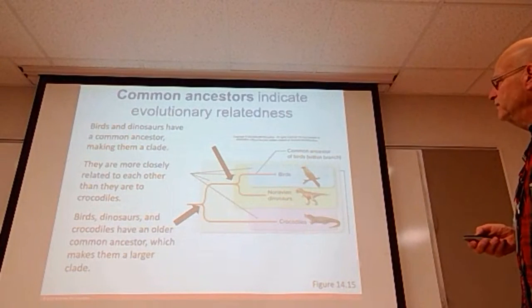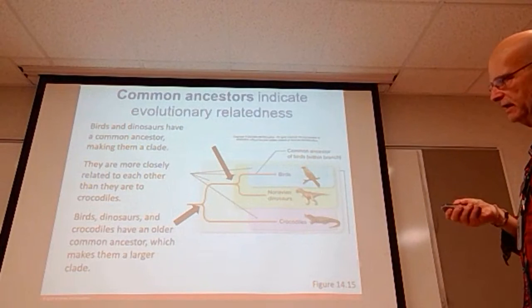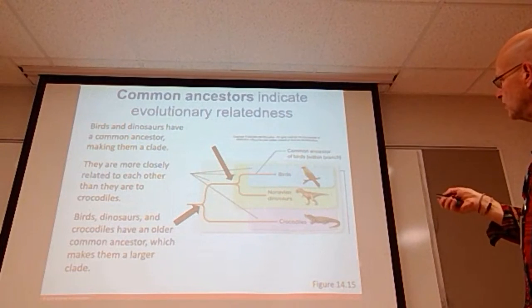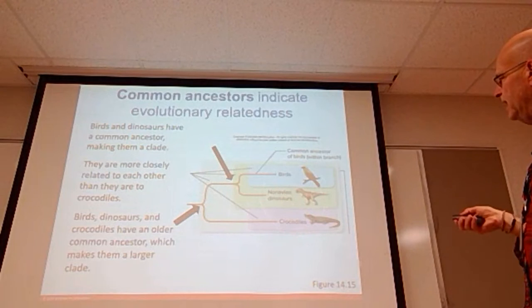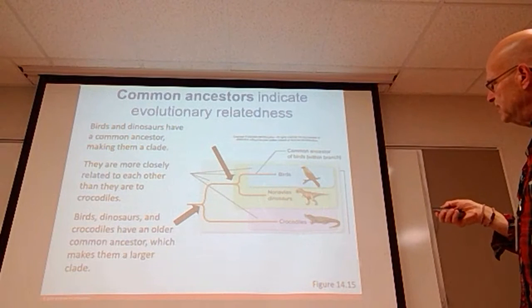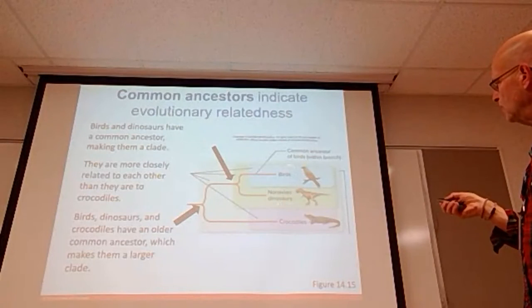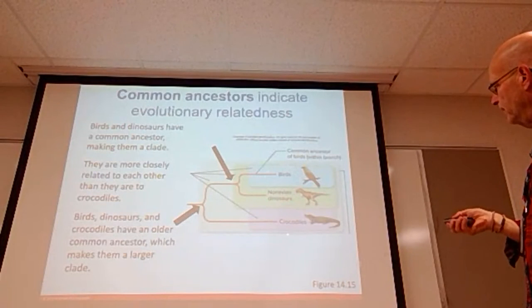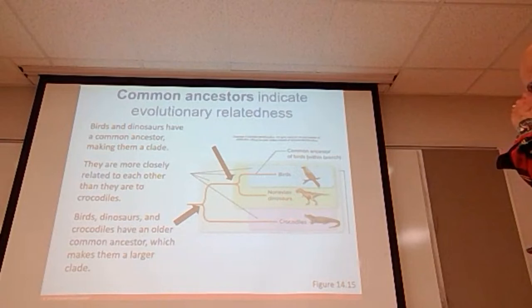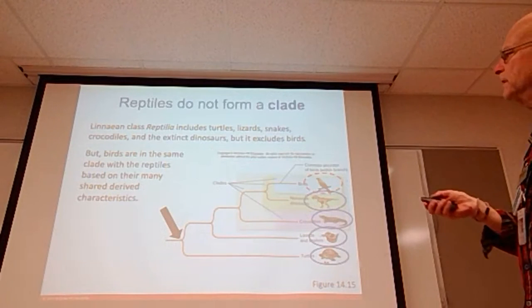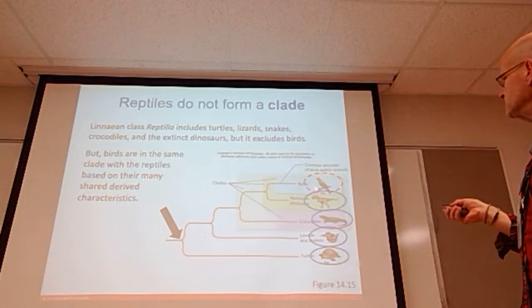Common ancestors will indicate evolutionary relatedness. In other words, put simply, while these three organisms are closely related, they're in the same clade, because they have this ancestor in common, these two are more related to each other than they are to the crocodile. Birds are in the same clade with reptiles.